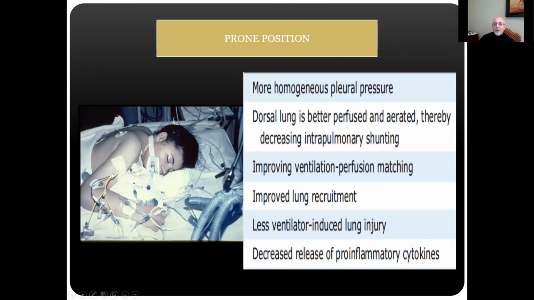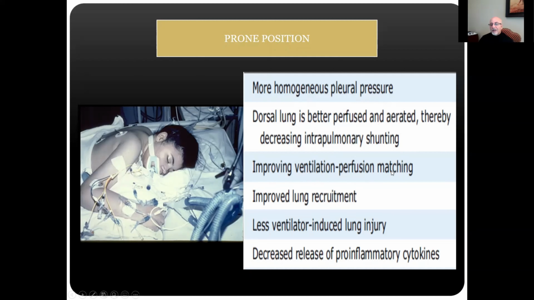Let us talk a little bit about prone positioning. Why is prone positioning useful? It delivers a more homogeneous thoracic pressure. The dorsal lung is better perfused and aerated, thereby decreasing intrapulmonary shunt. So most of the edema then by gravity is in the sternal part of the chest.